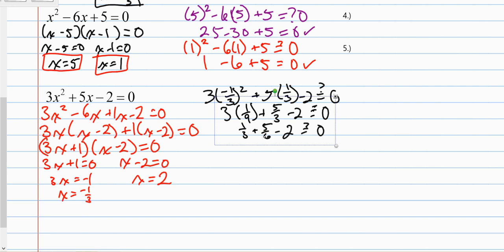1/3 should have been a 3 under that 5. 1/3 and 5/3 make 6/3, which is 2. Minus 2 does equal 0. So the negative 1/3 works. Let us try the 2.